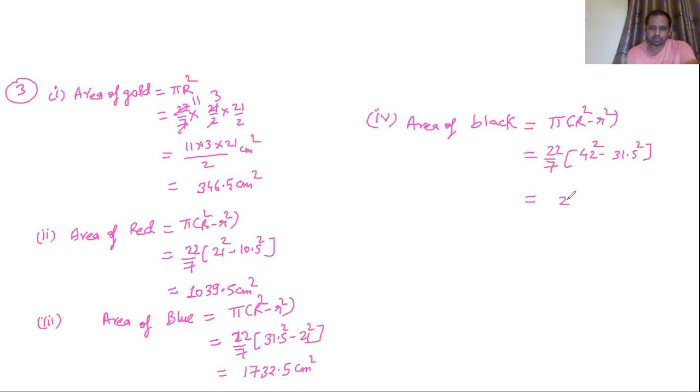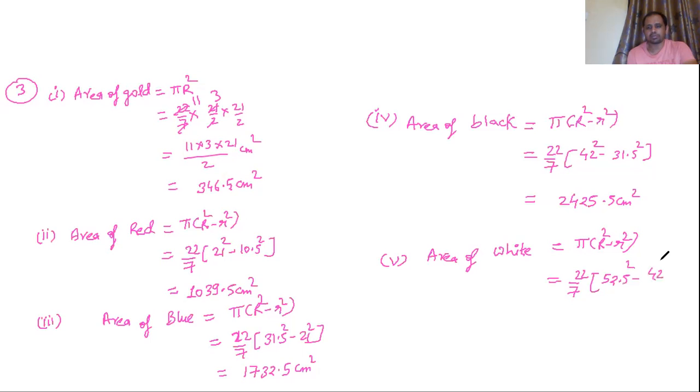It will be 2425.5 centimeter square. Similarly, area of white also. Area of white equals to again pi capital R square minus small r square, 22 by 7. Now 42 plus 10.5, that is 52.5 whole square minus 42 square.